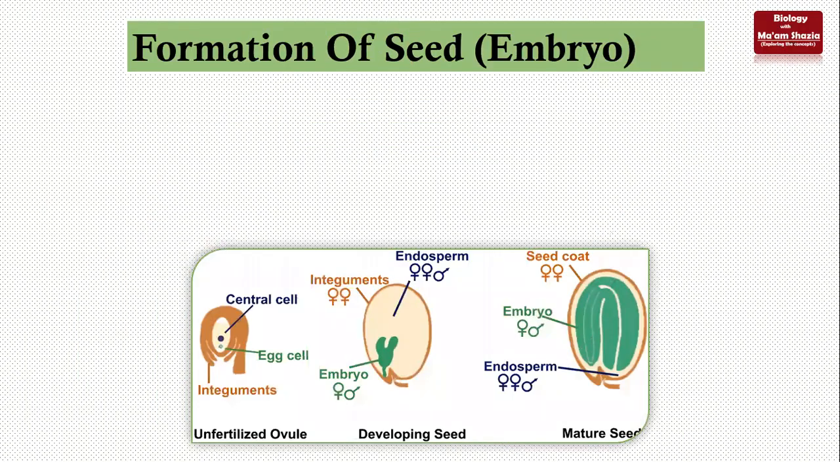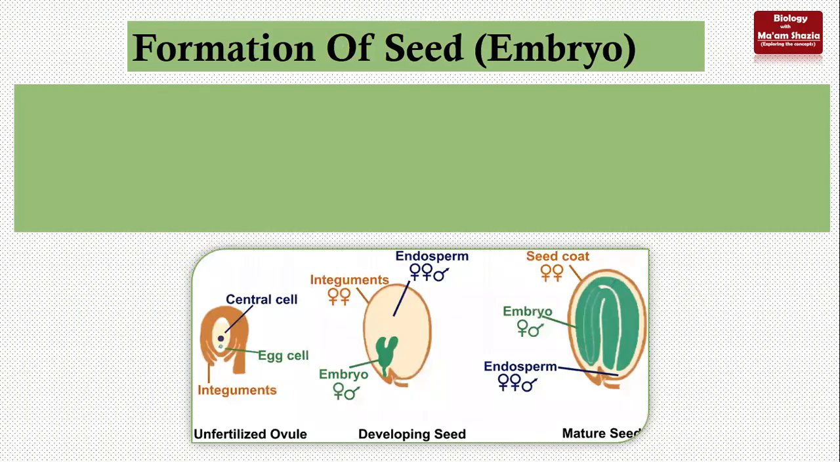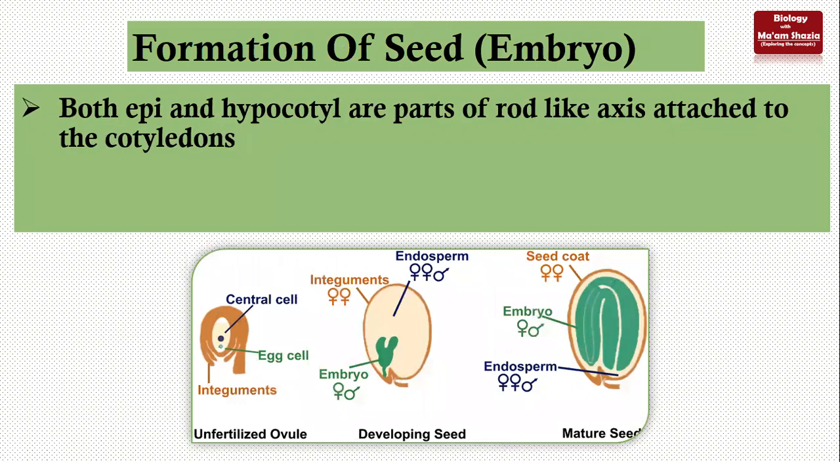So now, the formation of the seed. Now look at this. I already told you about all this, but one thing which is important about this diagram: you can see the embryo has both the sperm and the egg nuclei. The integuments are maternal, and the endosperm is like this, right? This is very important. The endosperm has the sperm part, the male part. This is the unfertilized ovule, developing seed, and mature seed. This is the development of the embryo inside the seed coat.